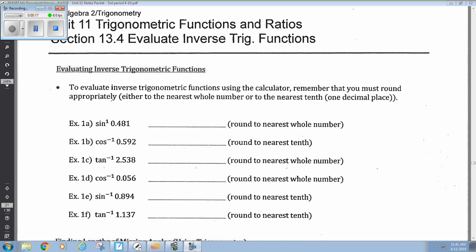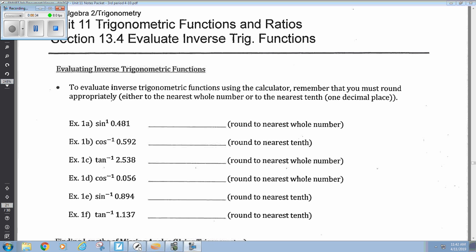So we use inverse trig functions to help us when we need to find a missing angle, either inside of a triangle, which we'll do today, or for solving a trig equation, which we will do on Monday.